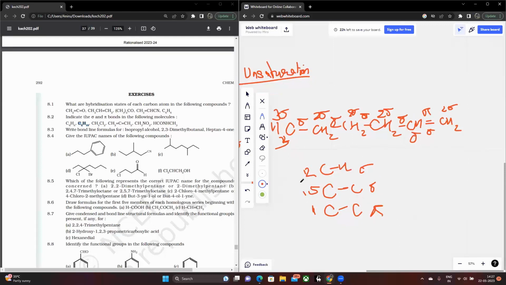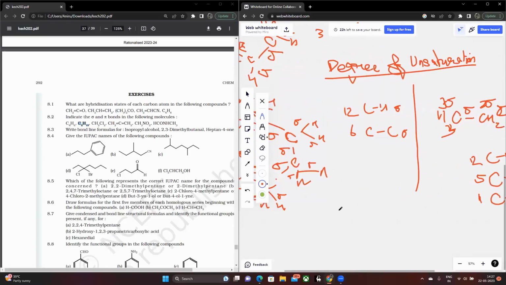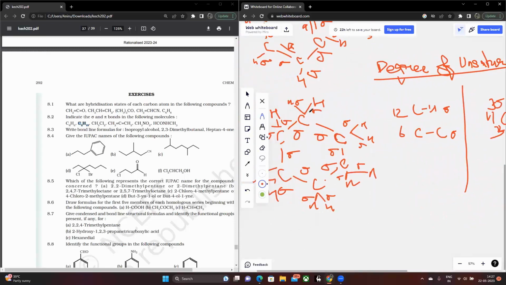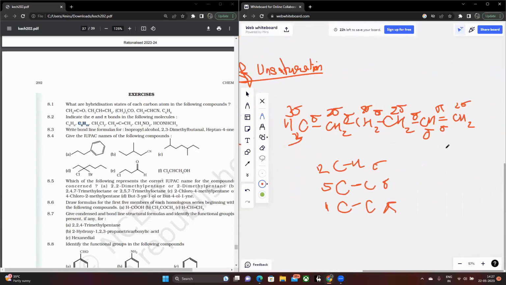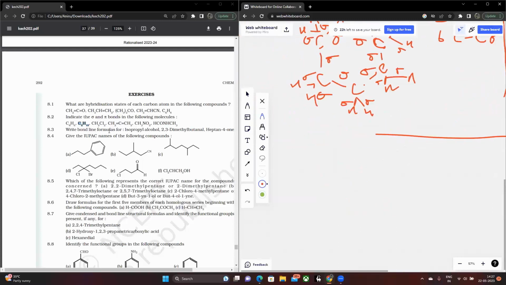That brings the number of bonds to 18. Same as before, but you see that there is a pi bond over here. Well, there was no pi bond over here, right? But the ring is also counted as a degree of unsaturation. That's something new, right? So that takes care of the second part.